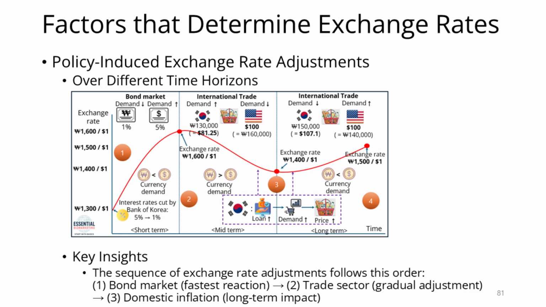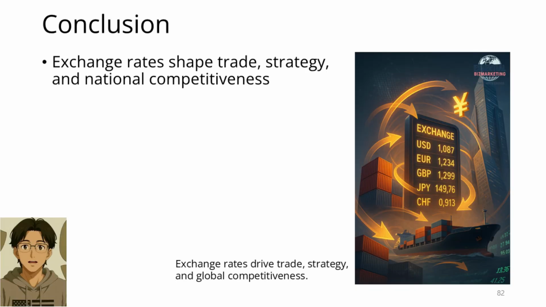Let's recap how the exchange rate adjusted across the short, mid, and long term. In the short term, bond markets reacted immediately to the interest rate cut, causing the exchange rate to overshoot to 1,601 per dollar. Over the midterm, trade flows gradually adjusted, increasing demand for Korean goods and partially correcting the rate to 1,401 per dollar. In the long term, rising inflation in Korea weakened export competitiveness, and the exchange rate eventually stabilized at 1,501 per dollar. Let's move on to the conclusion.